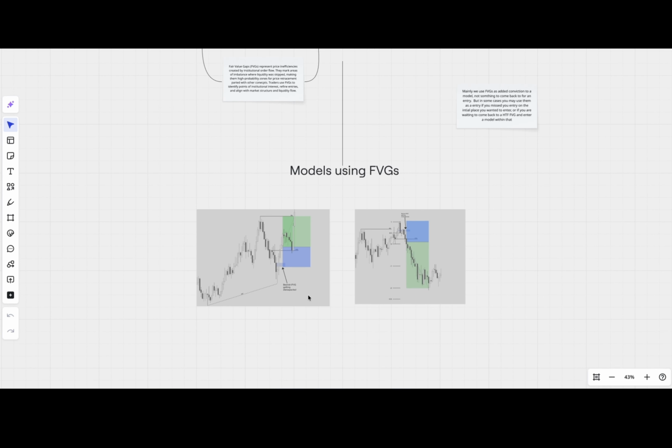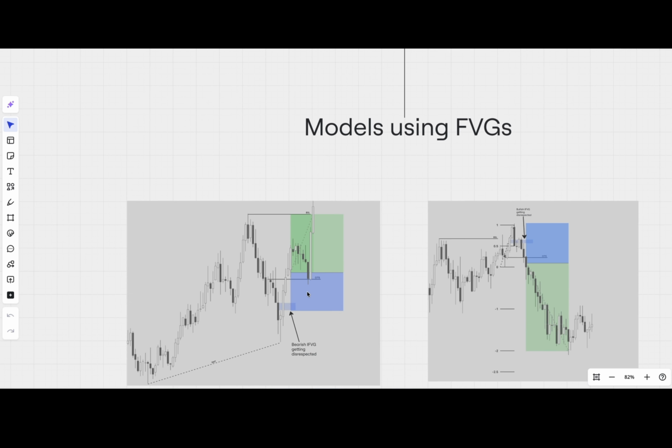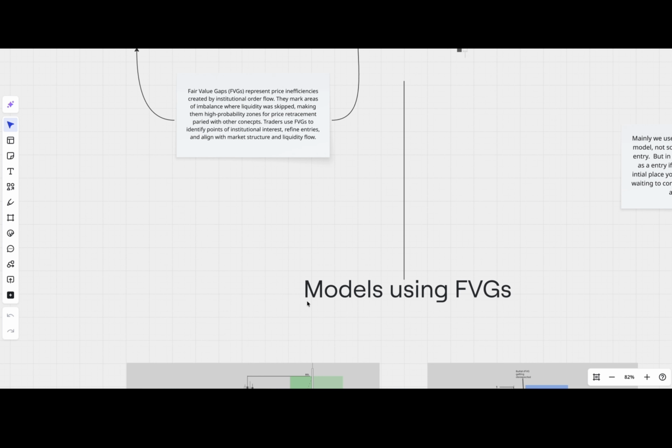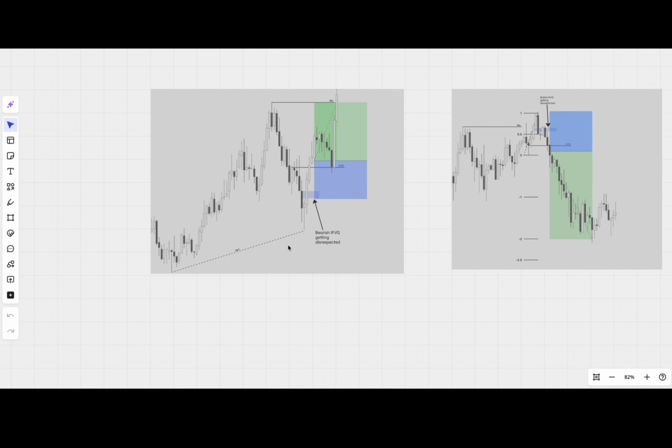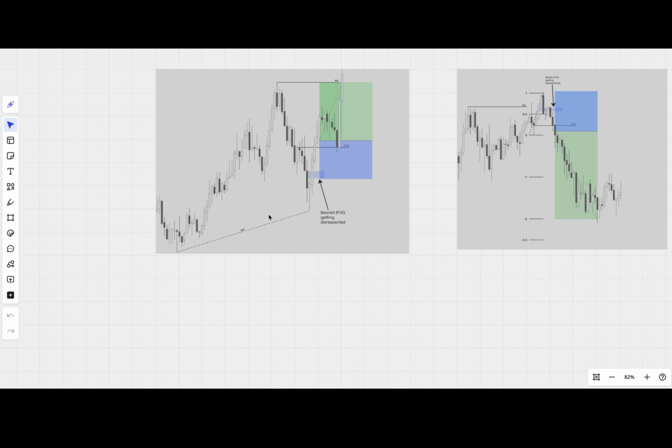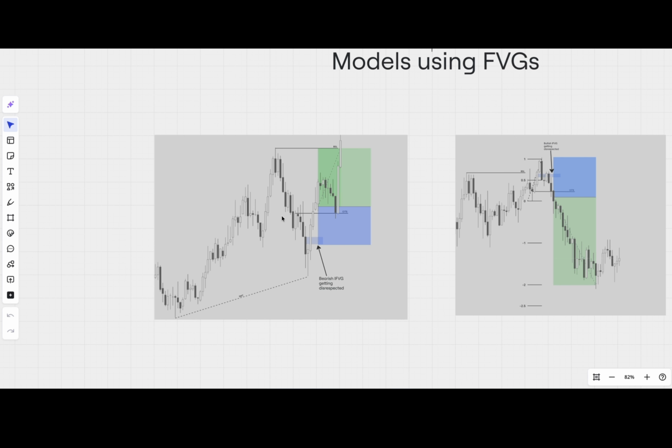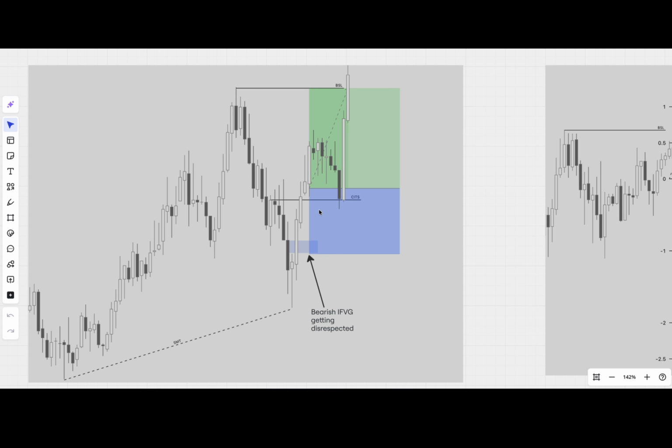All right, now I'm going to show you a model with a fair value gap. So right here, you can see we put in an SMT, which is manipulation. We mostly use fair value gaps as not the definite entry, but a piece of the puzzle to be able to enter. So a bearish fair value gap gets ran through when we manipulate.